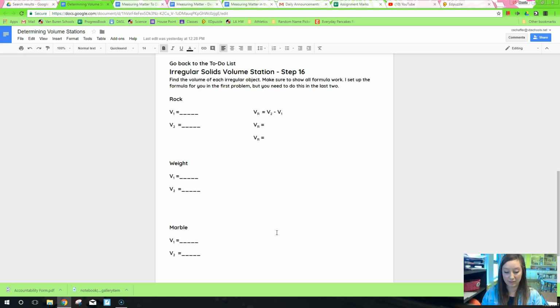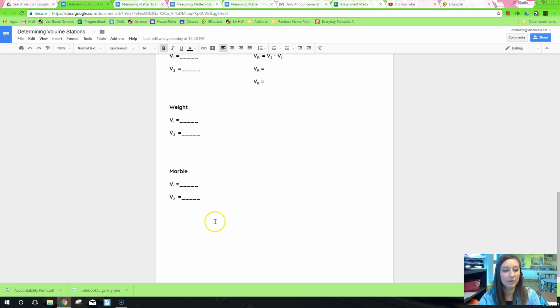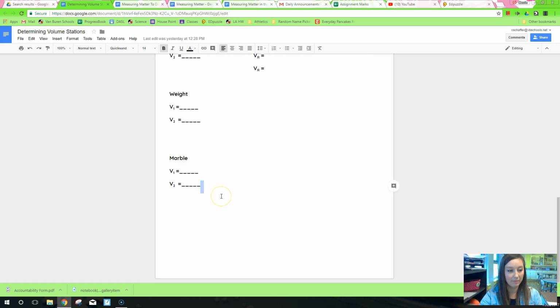Getting it out is the really important piece. So you're going to have to find the volume of a rock, a weight, and a marble. If you want to just come down to the bottom, you can do the example that I'm going to do with you right now.